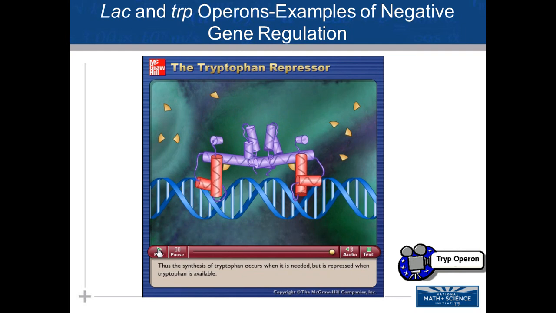All right, thank you for your patience, and I hope that helped further your understanding about the Trp operon. The one thing I did want to remind you is that because when tryptophan is present, the transcription of the operon is stopped or halted, the Trp operon is called a repressible operon.